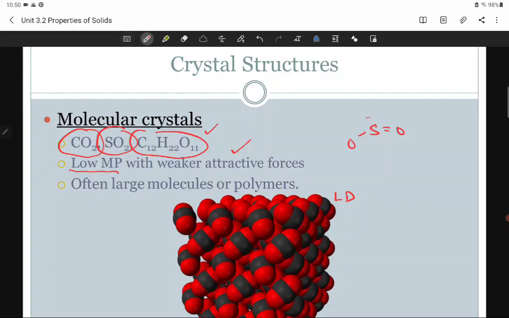And then obviously sugar is a solid at room temperature, but it's easily melted. So it probably has LD, but you don't have to know the structure of sucrose or glucose. This is sucrose, but I could have put glucose in there too. It has a little bit of hydrogen bonding that also occurs.